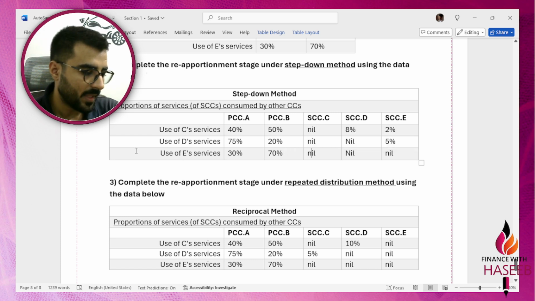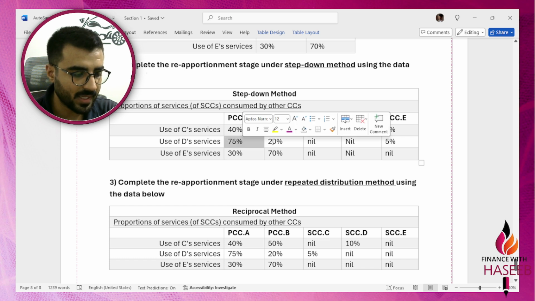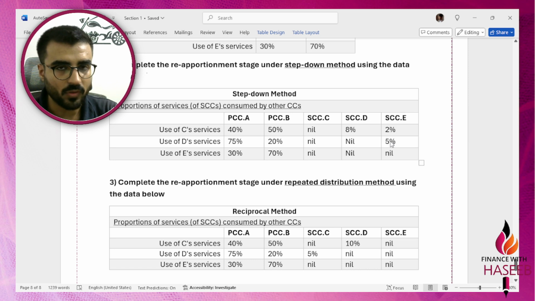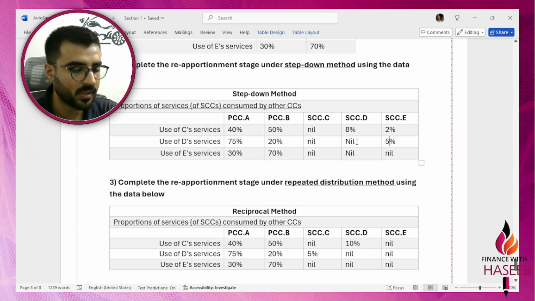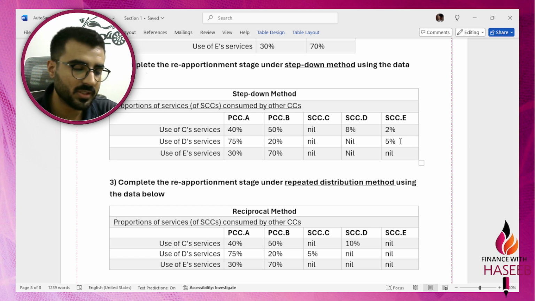And now let's check the D services. D's services are 75% consumed by production cost center A, 20% consumed by production cost center B, and just 5% consumed by service cost center E. So none of its services are consumed by service cost center C or service cost center D. So D is providing service to E. This means that E must not be providing service to service cost center D, because this would result in reciprocation, which cannot be dealt with by the step down method. So you can check E's data.